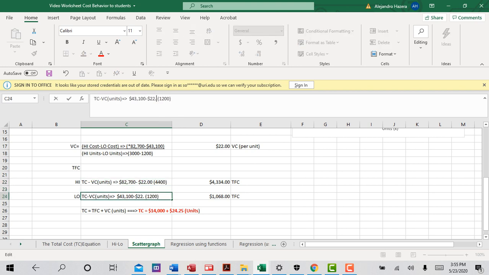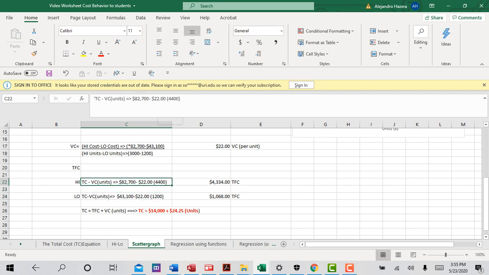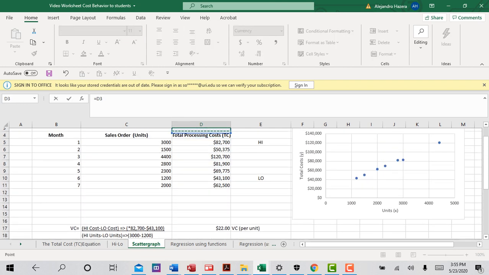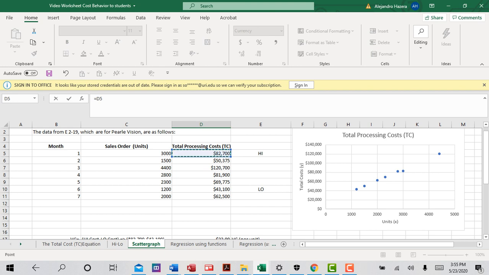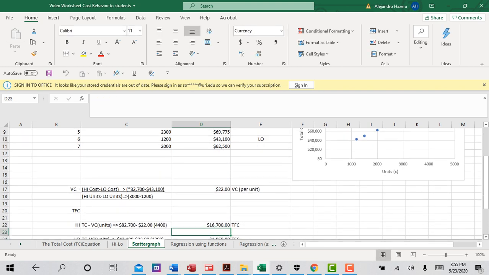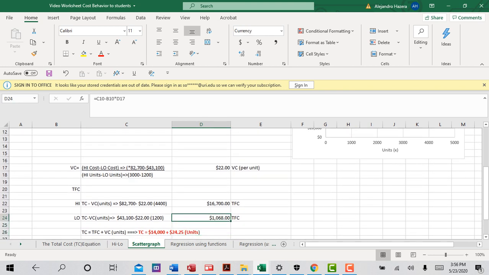We'll put $22 per unit again, because our new variable cost per unit is that. So our new total fixed costs are going to be 82,700 minus your new variable cost per unit, which is 22, times the high units placed in there, and that is the correct answer, 16,700.